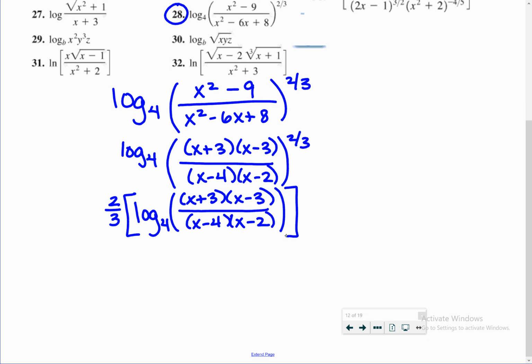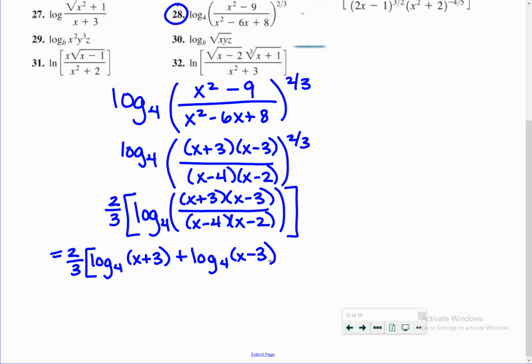And now I can take all of those little pieces inside my log and change them into addition, if it's a positive term, if it's multiplied, and change it into subtraction if it's in a denominator. So here's what this is going to look like. The 2/3 is still going to be in front of everything. And then an optional step at the end is I could distribute that through. And then every log I create is going to be a log base 4. That log base never changes. So I'm going to have log base 4 of x plus 3 plus log base 4 of x minus 3. Both of those terms are in the numerator, so they're positive. The next two terms are divided in my log.